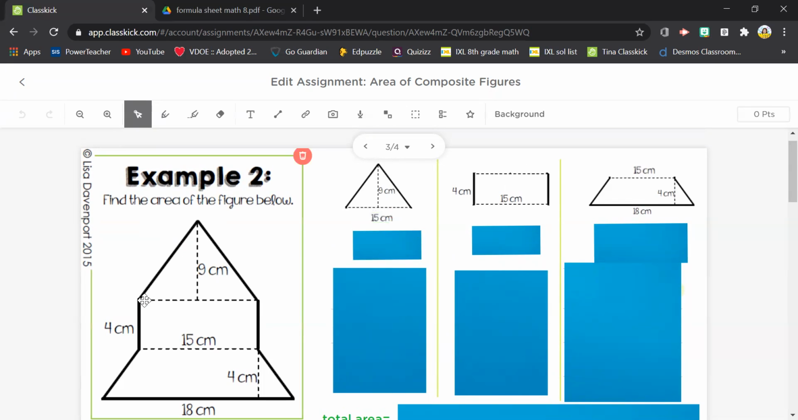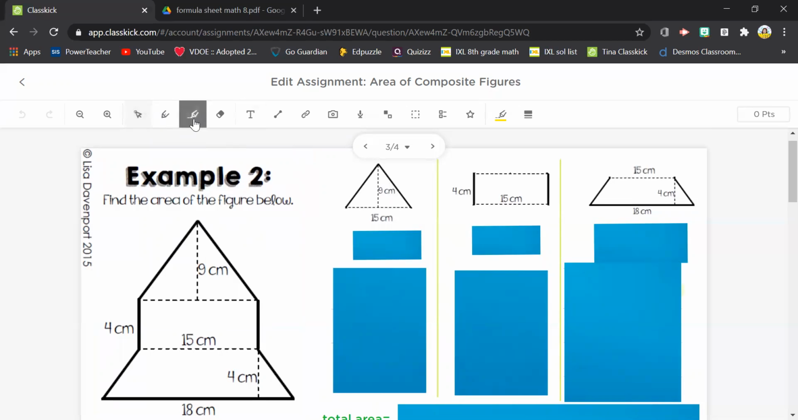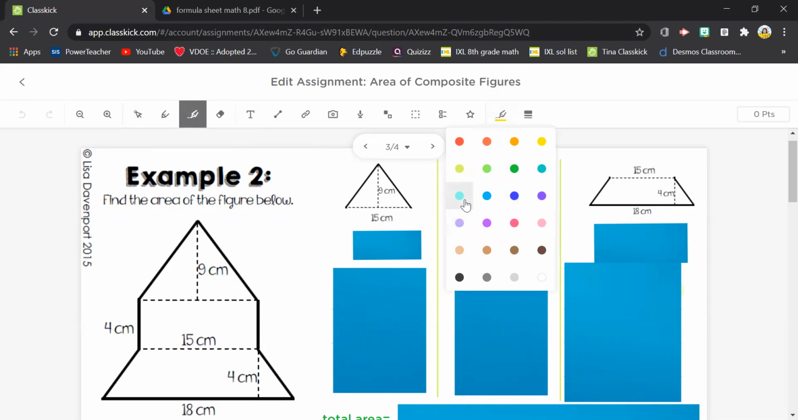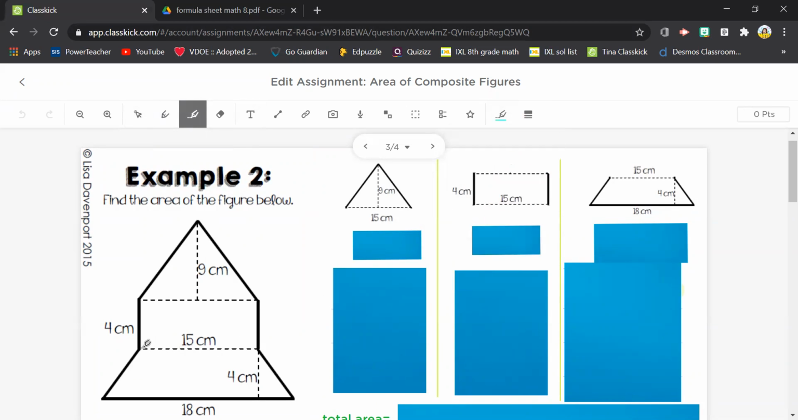The base of my triangle doesn't have a number, doesn't have a measurement. But I know that because this is a rectangle here in the middle, if this is 15, this also had to be 15. So that's how I knew that the bottom of my triangle was going to also be 15.